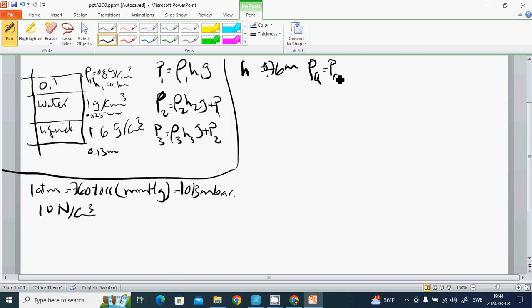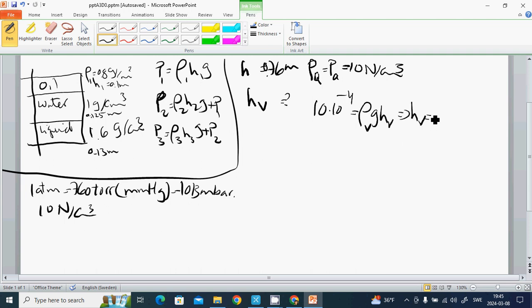And how high must the water column be to use as a water measurement for water pressure? This one is 10 newton. Here we have it, and h water, it is this one: 10 to the power of 5 equals rho water g h water.